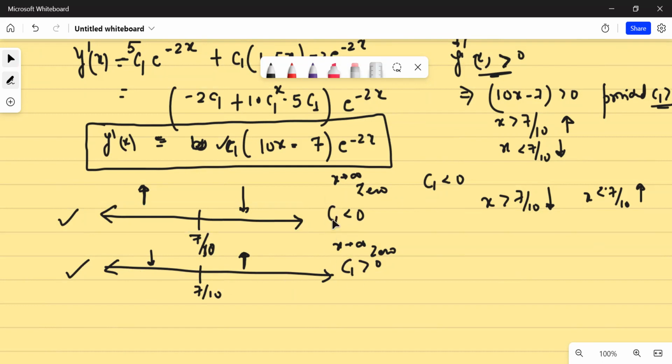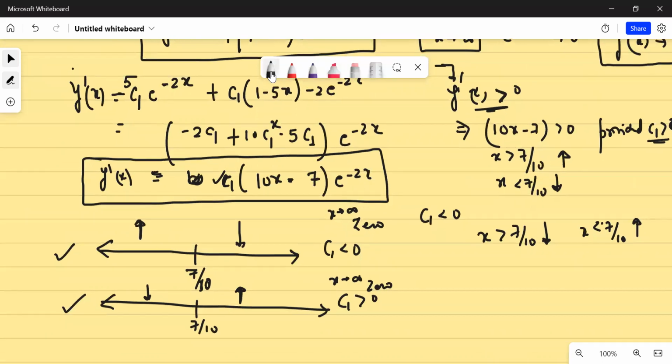It can only be said with certainty if you know the value of C1, or you can say precisely if you know the sign of C1. So with certainty, you cannot say both of these. But you can instantly say that yes, y dash x would be 0 at x equal to 7 by 10.